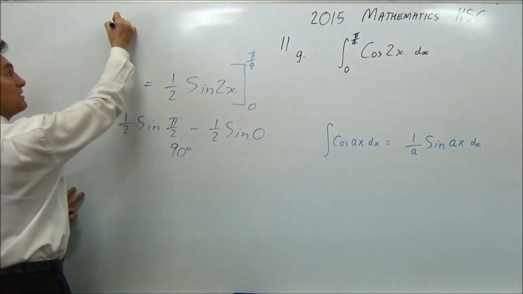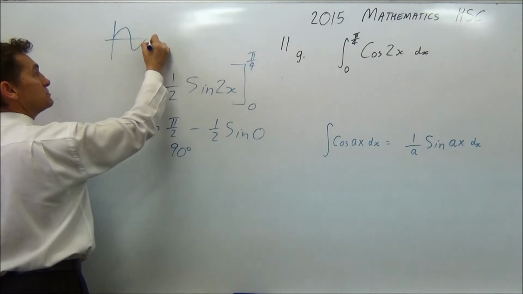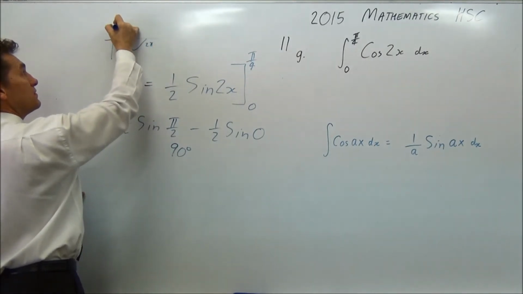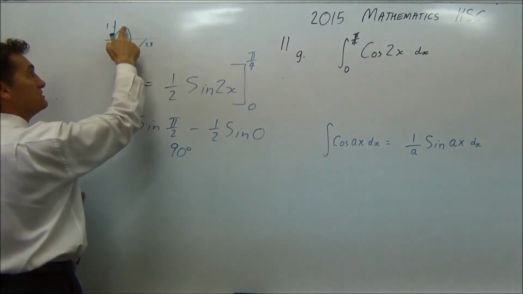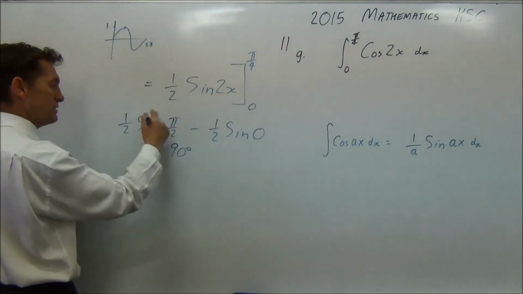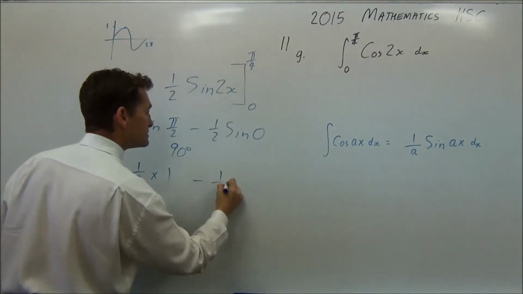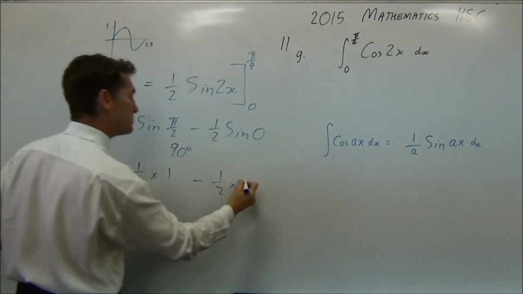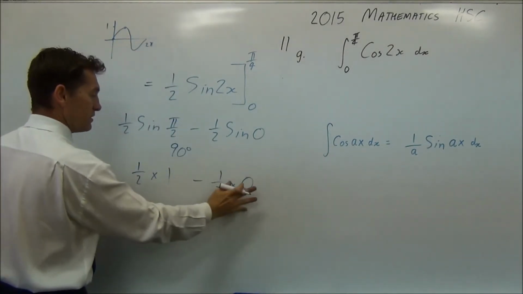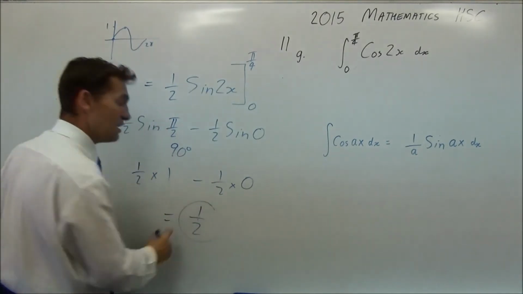If you want to figure it out, you can use your sine curve. So that's 2 pi, that's 1. So there, which is your pi on 2 at 90 degrees, is 1. So this value here is 1. So we get 1/2 multiplied by 1 minus 1/2 multiplied by sine 0, which is 0. So that's nothing. 1/2 multiplied by 1 is just 1/2.